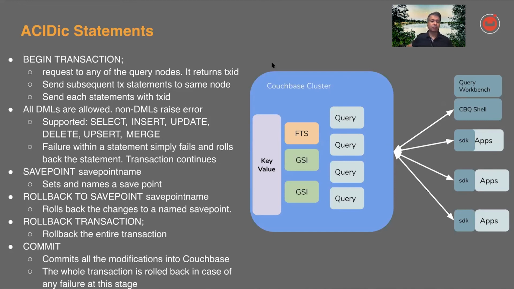Rollback transaction rolls back the entire transaction, and commit commits all the modifications to the Couchbase data store. If there is any failure at the commit, the whole transaction is rolled back automatically.